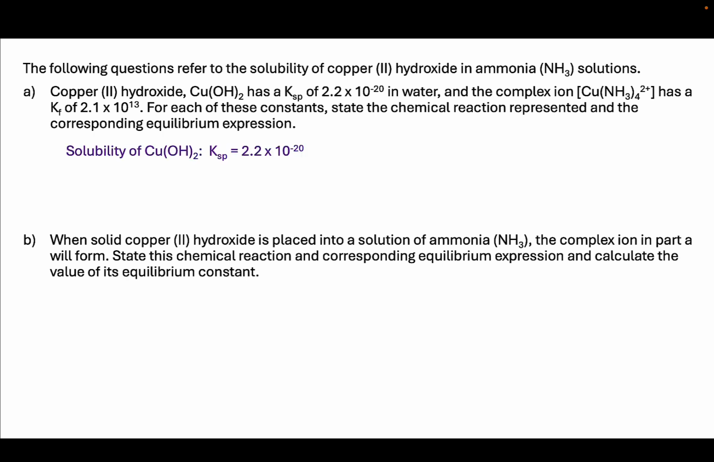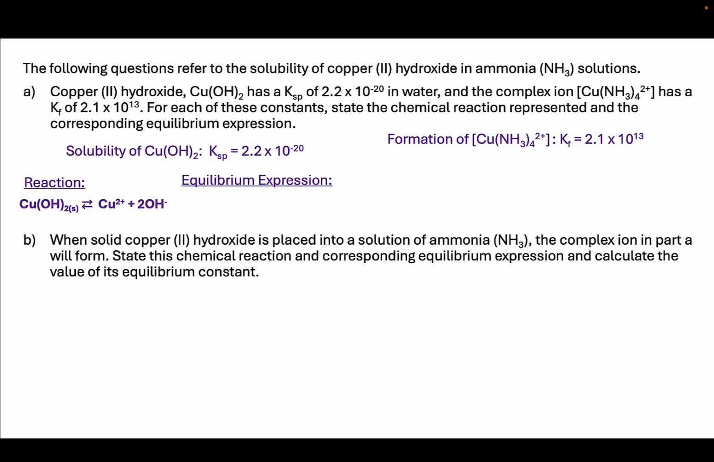And so starting with the solubility of copper 2 hydroxide, this is what we're looking for, the solubility, and here is the KSP value for that. Now, we also want to get the formation of this copper tetraammonium complex ion for which we have a KF. And starting with the solubility of copper 2 hydroxide, we want our reaction and the equilibrium expression. This is the reaction, and it's simply copper 2 hydroxide dissociating into one copper 2 ion and two hydroxide ions. And with this, we get our equilibrium expression.